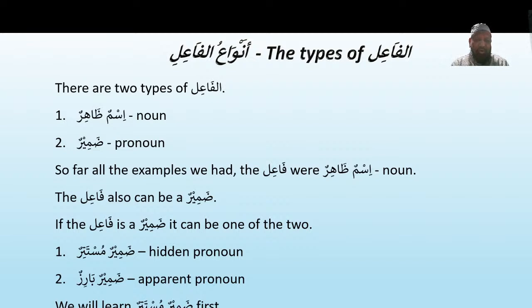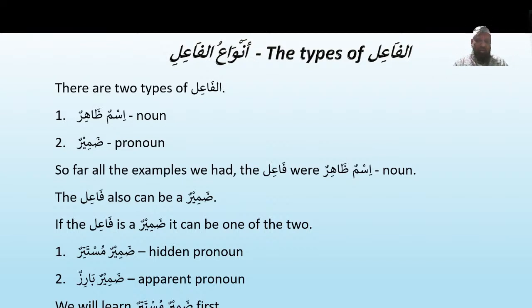So all the examples we had so far, the fa'il were ismun dhahirun. It is only in the last lesson that we started doing the fa'il as a damir. The fa'il can also be a damir. If the fa'il is a damir, it can be one of two. Number one, damirun mustatirun, hidden damir. Number two, damirun barizun, apparent damir. And we already learned the first one, damirun mustatirun.